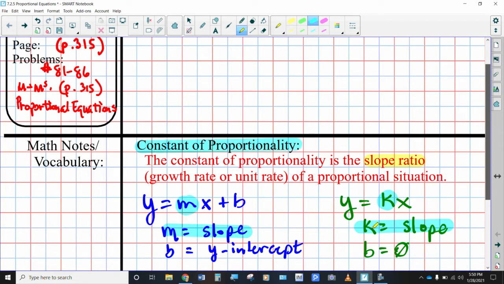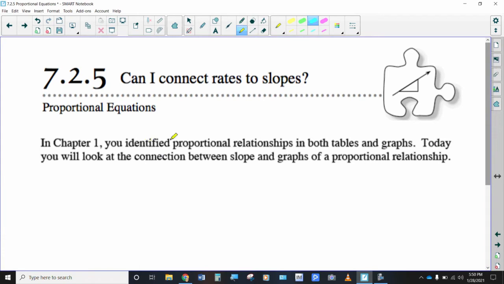Okay, and I think that's why it's a k instead of an m. But if it makes it easier for you to think of it as an m, because that's what we've been working on this entire time, let's go ahead and think of it as an m. It doesn't really make any difference. The slope ratio of a proportional situation is the constant of proportionality. All right, so in chapter 1, you identified proportional relationships in both tables and graphs. Today, you will look at the connection between slope and graphs of a proportional relationship.